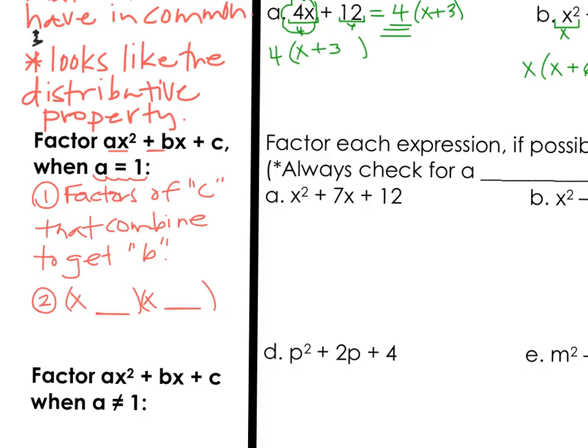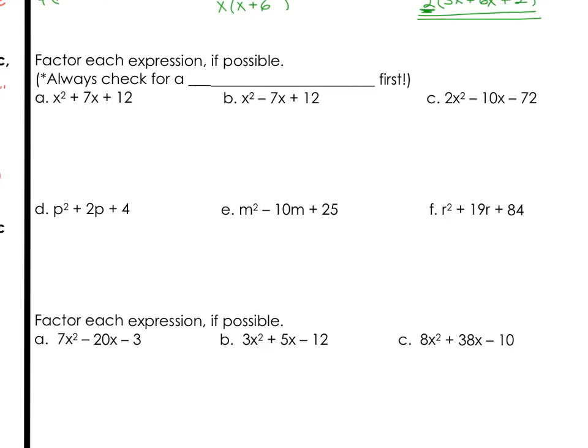One other thing to note, there may or may not be a number out in front when we're done. We'll just kind of see what happens with that. So there could be an a there, but there might not be. All right, let's give a few a try over here on the right. Factor each expression if possible. Not every quadratic is factorable, but if it's factorable, we know the steps over on the left-hand side to know what to do to factor. Always check for a common factor first.